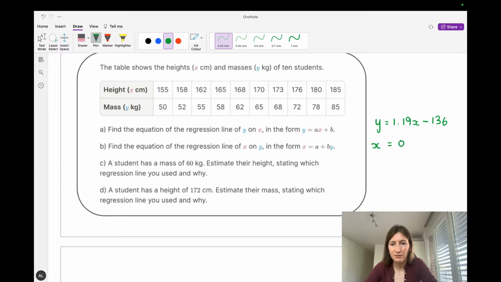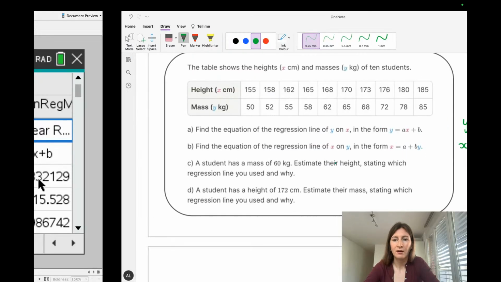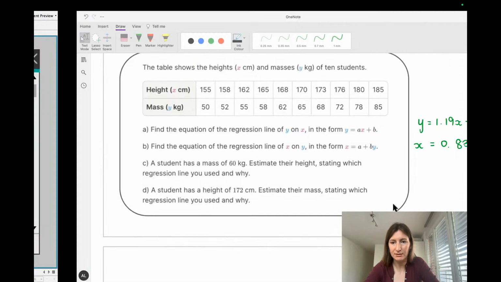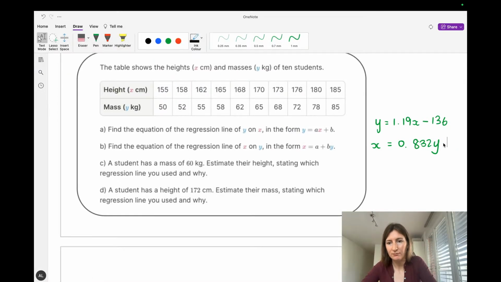And 0.832. And, oh, see, I'm just so used to writing x. I should write y. Y. And our b is 115.5. So to three significant figures, that'll be 116 plus 116. Okay, and those are some quite different graphs there.